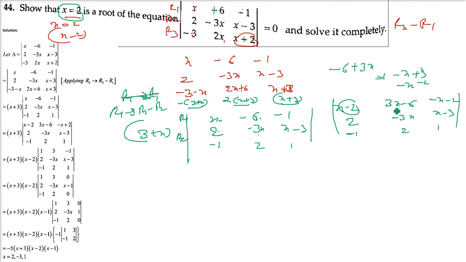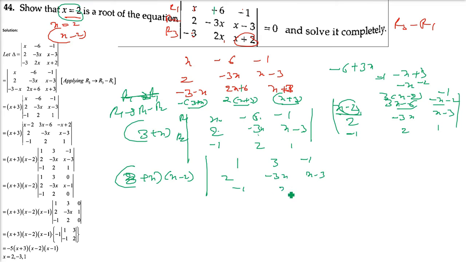Okay, now I am taking the x minus 2 from the first row. So 3 plus x was already there. X minus 2 we are taking now. What is remaining? X minus 2. This you can write as 3x minus 2. So 3, and here you take minus 1. So minus 1 minus x plus 2 it is. So minus 1 it will be. So 2 minus 3x, x minus 3, 1 minus 1, 2, 1.